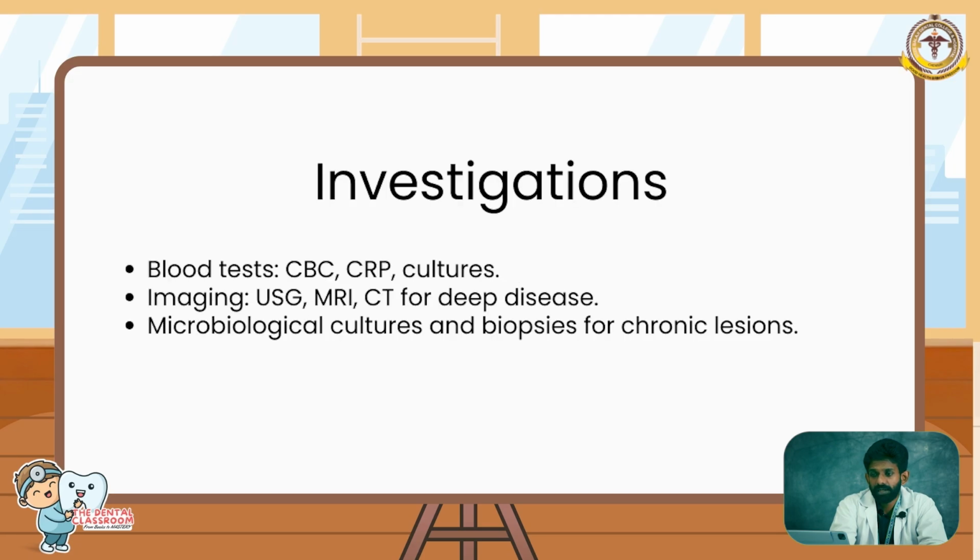The investigation of choice is blood tests, that is a complete blood count, a CRP, and a culture to see whether it is a bacterial or a parasitic or a fungal infection. The imaging modalities that we use are an ultrasound, an MRI, and a CT to look for deep infections. Microbiological cultures are used to identify the organisms so that we can put them on appropriate empirical antibiotics or antifungals. A biopsy is taken for chronic granulomatous lesions, and sensitivity testing is done for appropriate antibiotic selection.